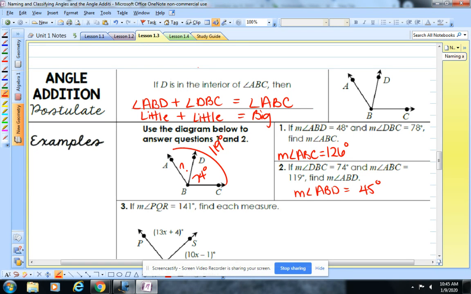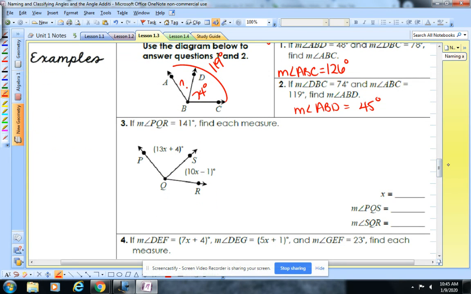Okay? So just like yesterday, they throw some algebra at you. Right? So in this example 3, they tell you the measure of angle QPR, or PQR, I said it backwards, is 141 degrees. What is PQR? Little or big? All right, it's the whole thing, right? So how can I set up this equation to solve for x? That's right. So 13x plus 4 plus 10x minus 1 equals 141. Little plus little equals big.